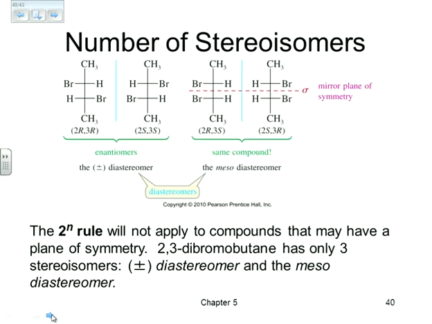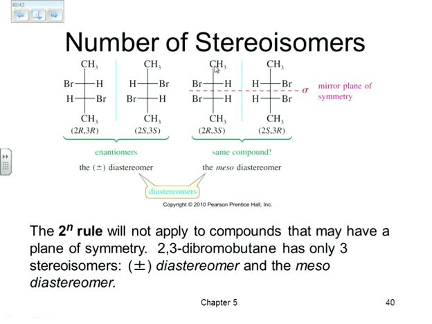Let me show you what meso looks like. Right here. Do you see right down the middle, this is where we're looking at the plane of symmetry. These molecules reflect each other, within the molecule. So do you see here? CH3 on top, CH3 on bottom. Bromine in the middle, bromine in the middle, H, H.